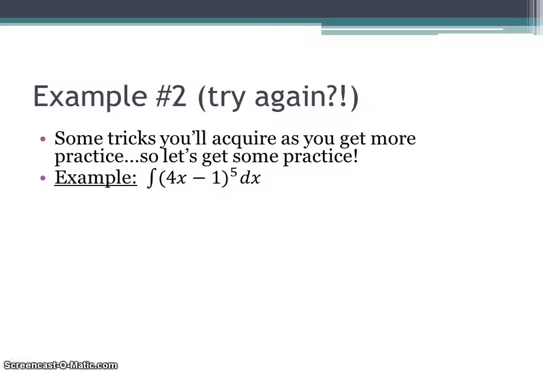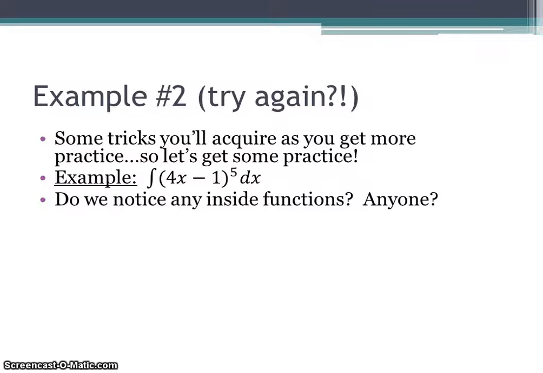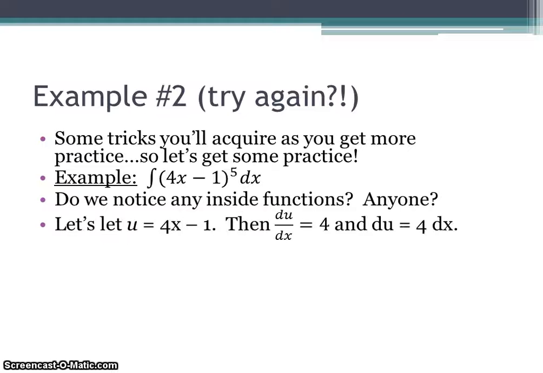So let's take a look at this example here. The integral of (4x - 1)^5 dx. If you remember from pre-calculus, we are trying to spot a composition here. In this case, we're raising something to the 5th power. The something is going to be our inside function, and that's going to be what we make our u. Make your u equal to 4x - 1.